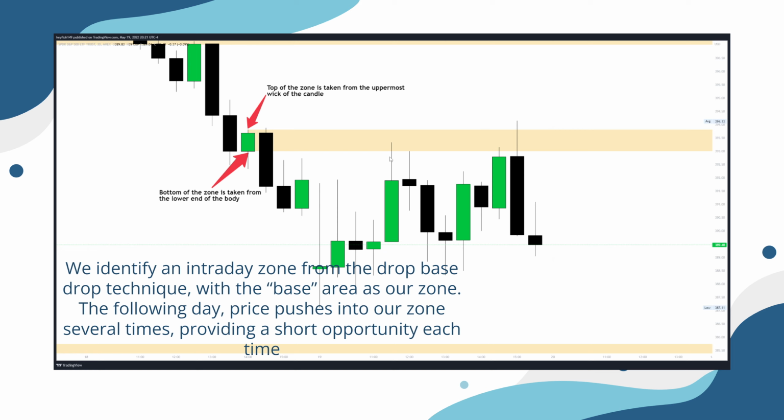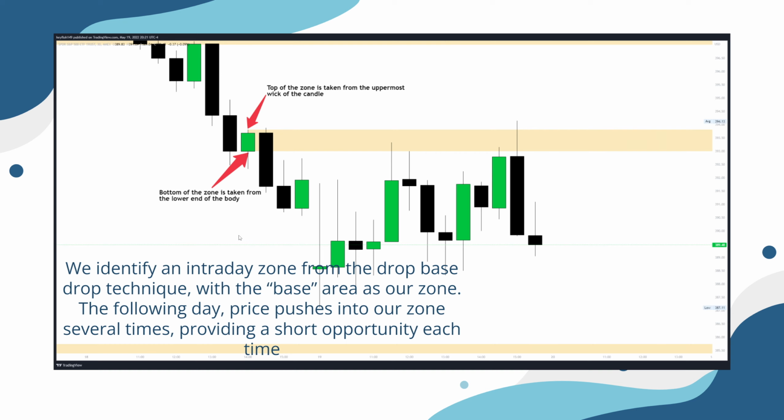Extend the zone out. You can see that we were provided with this short opportunity here and this short opportunity. If you go down a little lower, you'll have this one too. So there's a bunch of shorting opportunities you get in this zone by identifying that right there, right? This is from the drop base drop, which is similar to a rally base rally. So you see a drop, the base, and then the drop again. Your base more than likely is going to be where your zone is, in the base.